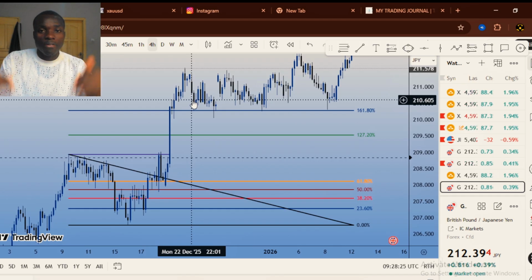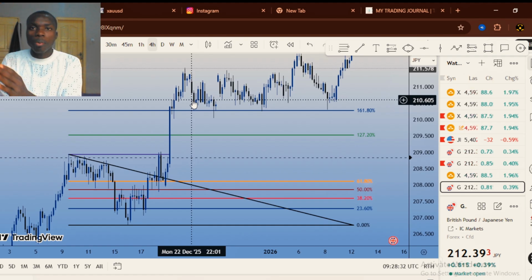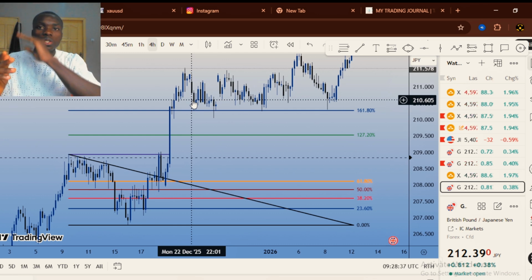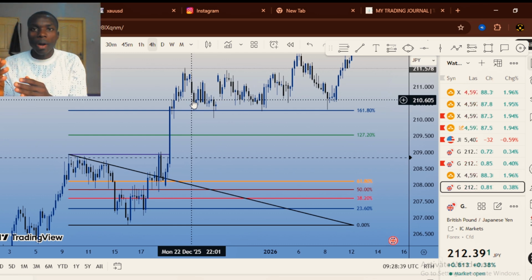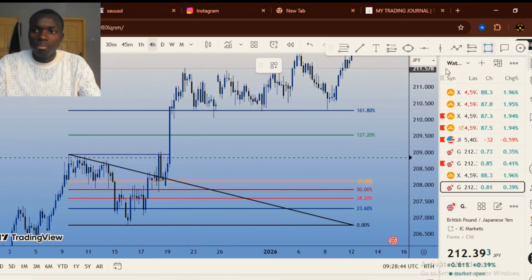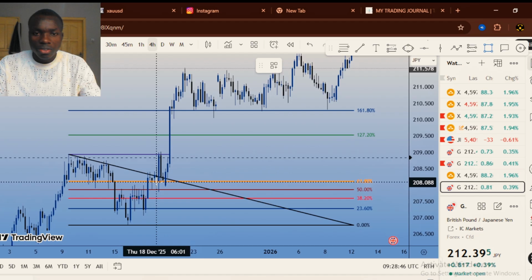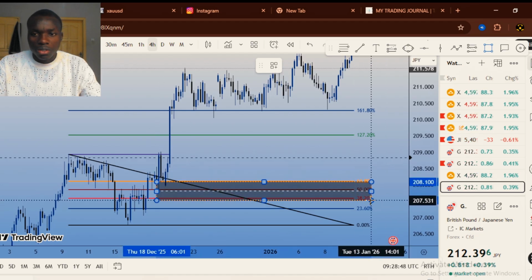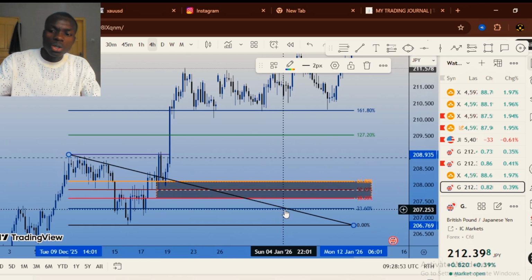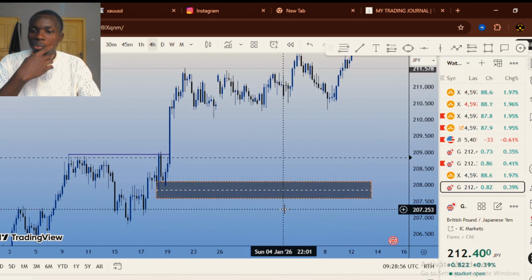So I have to wait again for it to pull back. Since it's uptrending, it means it must definitely pull back, continue, pull back, continue. So if it's uptrending, I'm looking for that pullback, join, continue, pull back, join, continue. So what do I do here? I mark out my fib levels, 50, 38 and the 61. Once I mark those out, I delete my Fibonacci.